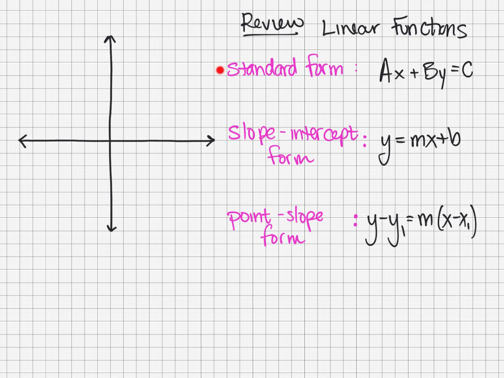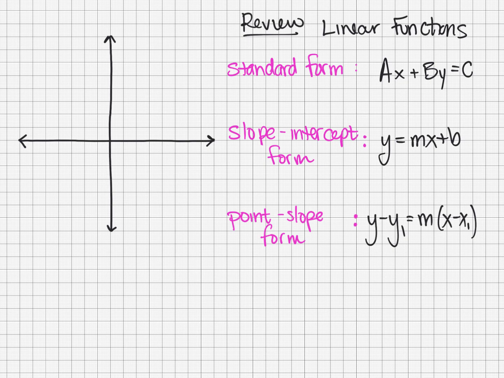So our linear functions come in three different forms. We can write our equations in standard form. That looks like ax plus by equals c. We can write them in slope-intercept form. This one's our favorite. It's the y equals mx plus b. We also have point slope form. That one is y minus y1 equals m times x minus x1.